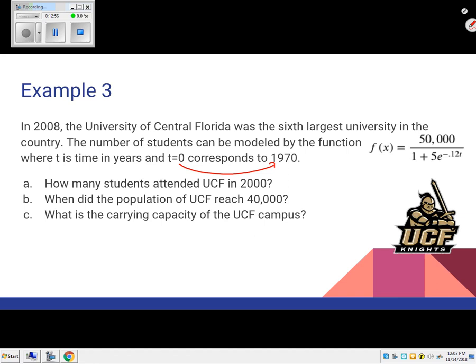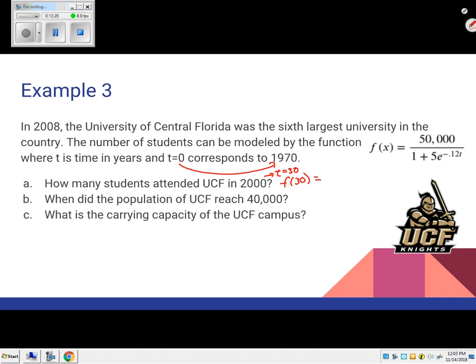So, how many students attended UCF in 2000? Okay, so to find out what this is, well, first of all, in 2000, that's going to be t equals 30. Okay? If t equals 30, then what I want to do is plug 30 in for this t into my function.